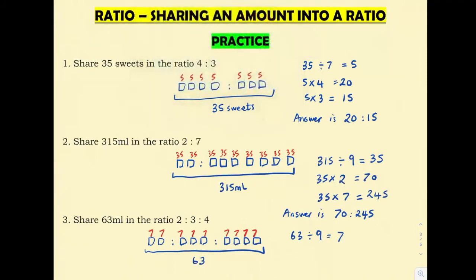And now I'm going to do 2 lots of 7, which is 14, 3 lots of 7, which is 21, and 4 lots of 7, which is 28. So my answer for this one would be 14 to 21 to 28. So I hope you got those 3 questions now, and if you did, what we're going to do is move on and have a look at how we would apply this to some worded problems.